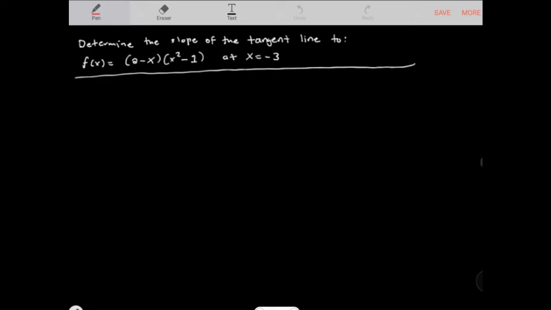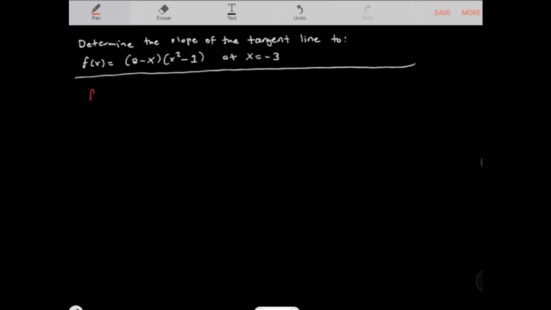Okay, let's determine the slope of the tangent line to f of x is equal to (2 minus x) times (x squared minus 1) at x is equal to negative 3. You can notice here that there are two factors being multiplied together, and probably the easiest way to differentiate this is by utilizing the product rule.